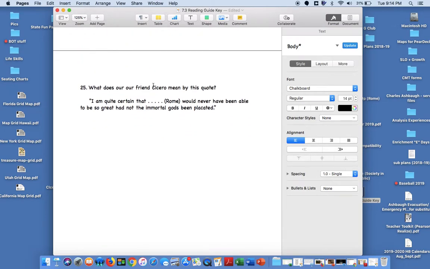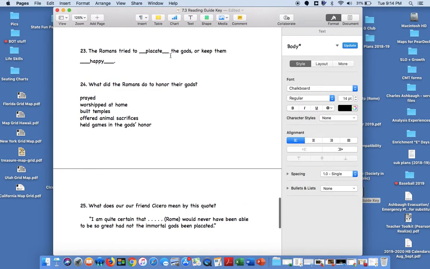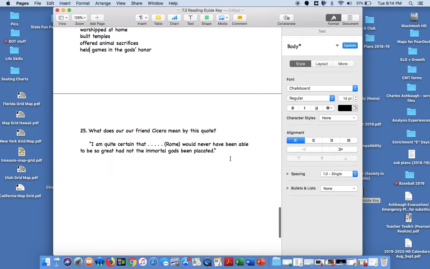Finally, we've heard a lot about our friend Marcus Tullius Cicero, and Cicero has yet another famous quote. He says, "I am quite certain that Rome would never have been able to be so great had not the immortal gods been placated." Remember, placate means to keep the gods happy. So what Cicero's saying here is that Rome would never have become what it was unless the people were a religious type and honored their gods. That's the reason for the success of the Romans.